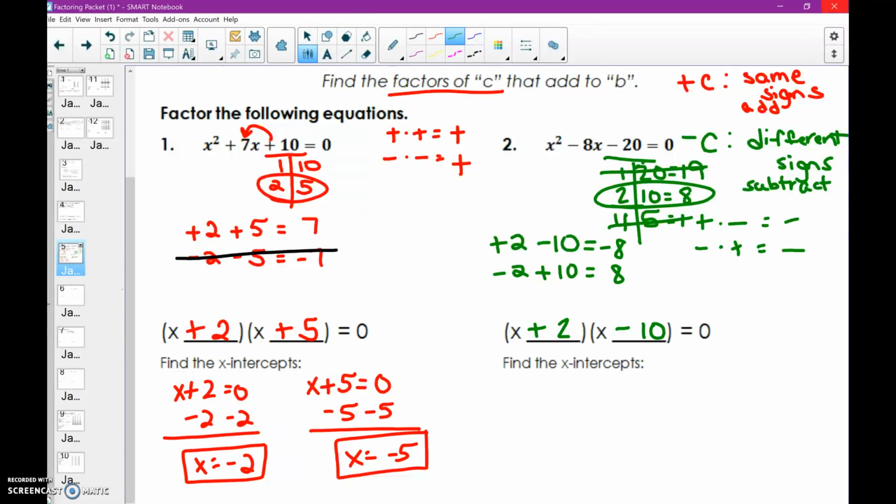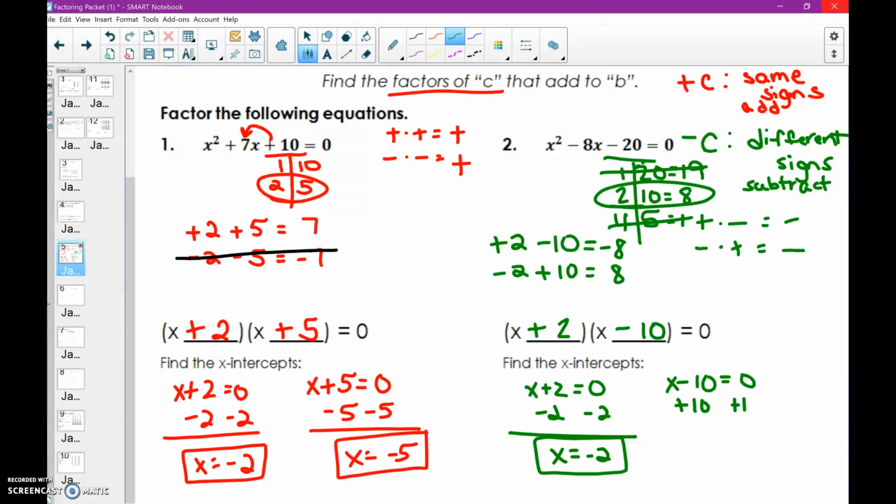X-intercepts, remember that's when y equals 0. So I'm trying to make this equal to 0. So I've got x plus 2 equals 0, and x minus 10 equals 0. Do some algebra for that. One of them is -2, and the other is +10. So those are my two x-intercepts based on my factored intercept form.